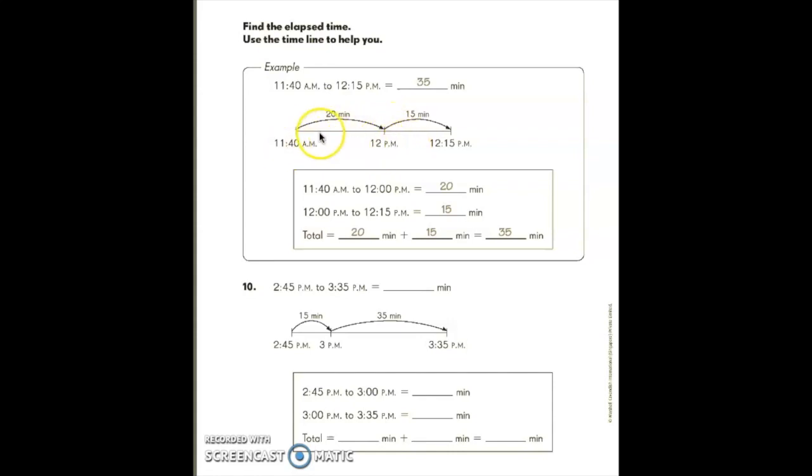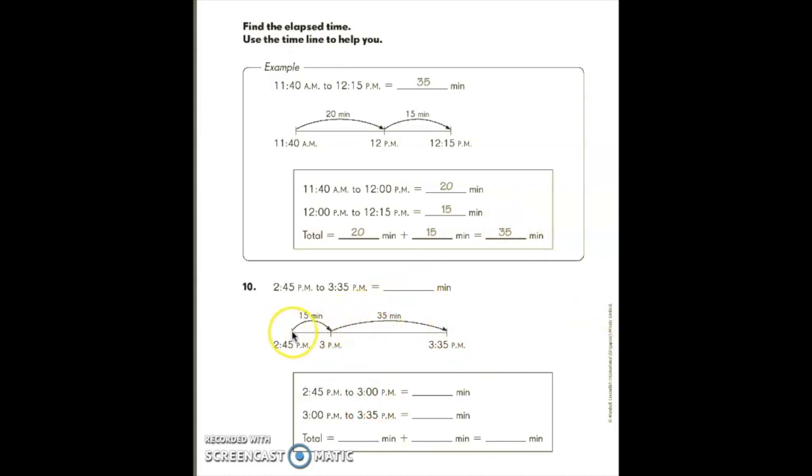So what is the time difference between 11:40 to 12 o'clock? It's 20 minutes. And from 12 to 12:15, because that's our ending time, it's 15 minutes. So here we are going to write our 20 minutes and our 15 minutes, add them together, and it brings us to 35 minutes. Let's do the next one.